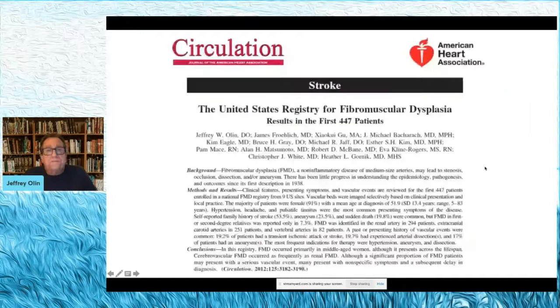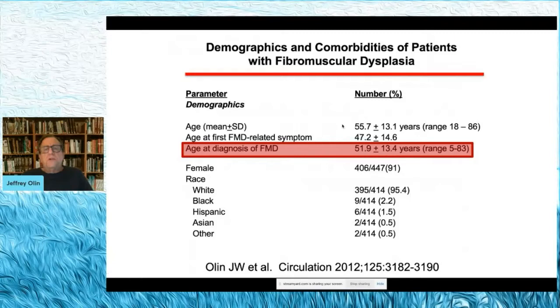So this all started when Pam and I started the FMD registry. We got Heather and the group at the Cleveland Clinic involved, and we started with, I forget, 7 or 9 centers. And we published our first paper in 2012 in a very high impact journal in the first 447 patients. This is the largest series at the time that had been published with FMD. Everything I learned as a fellow was incorrect regarding this disease. I was taught it occurs in women between the ages of 20 and 30. Well, the mean age at diagnosis was 52 years.